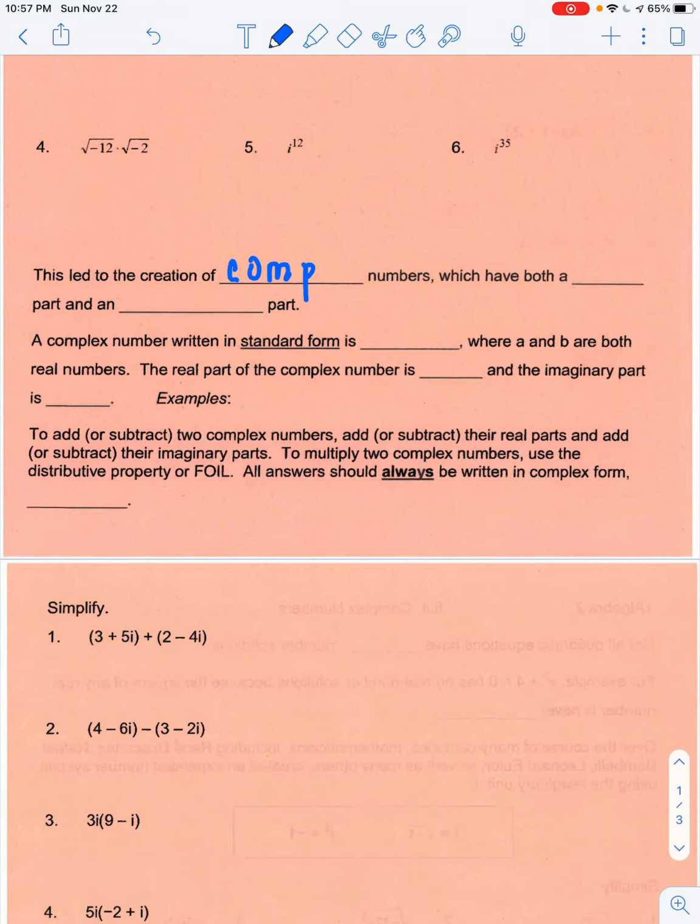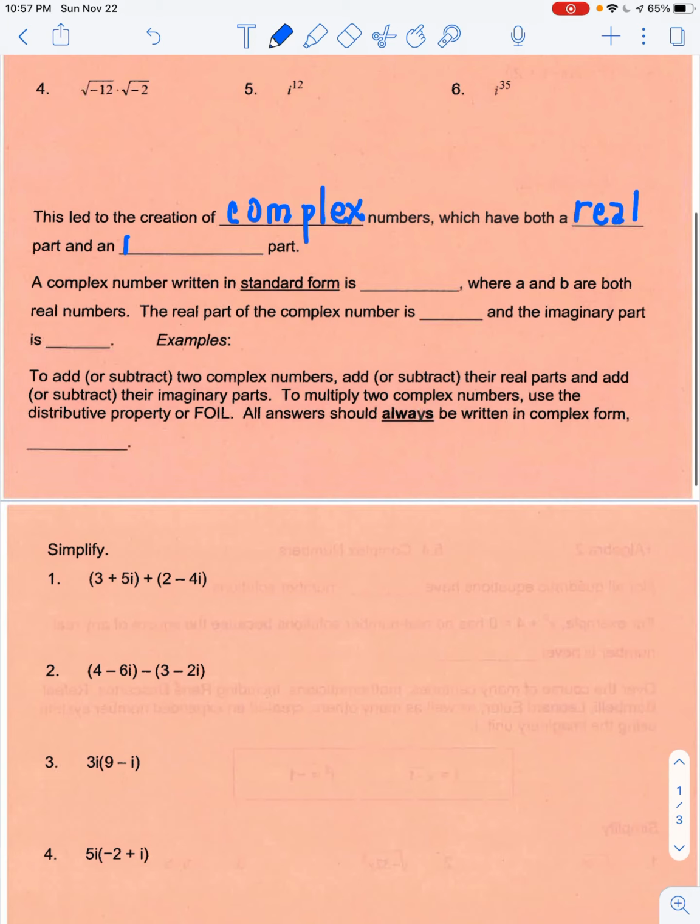led to the creation of what are called complex numbers, which have both a real and an imaginary part. A complex number written in standard form is of the form a plus bi, where both a and b are real numbers. The real part of the complex number is a, and the imaginary part is bi.